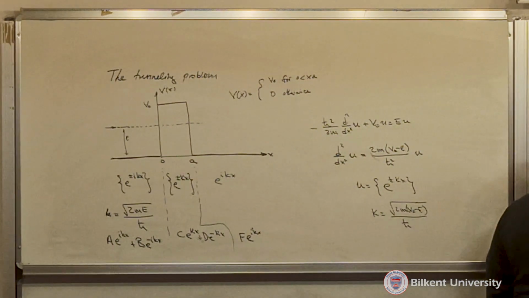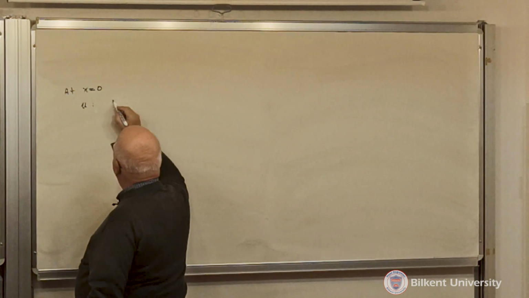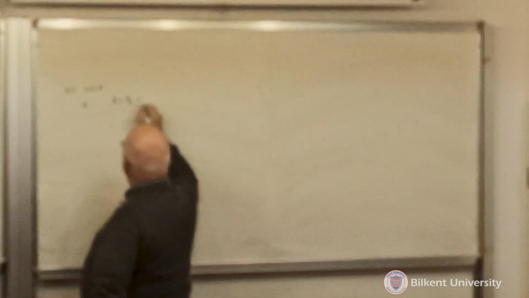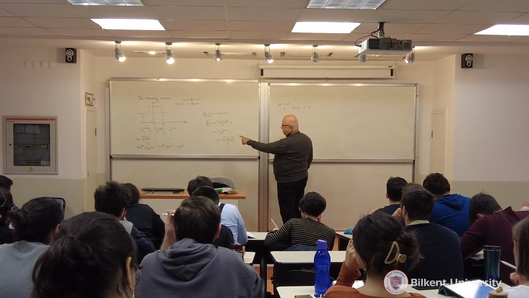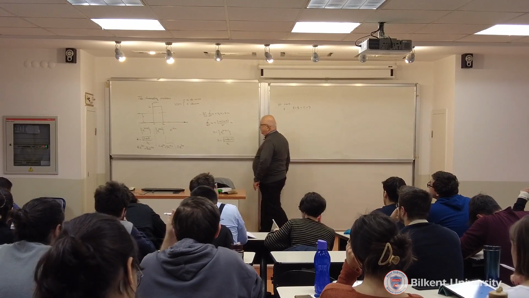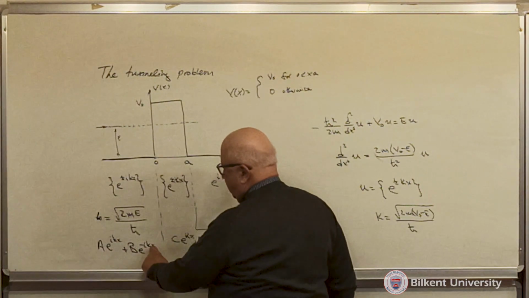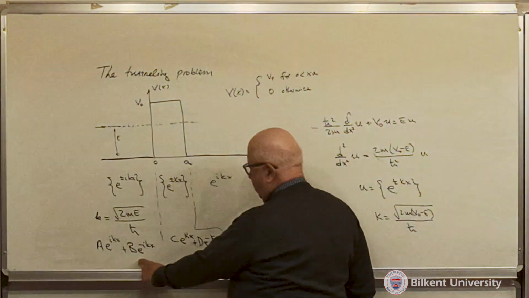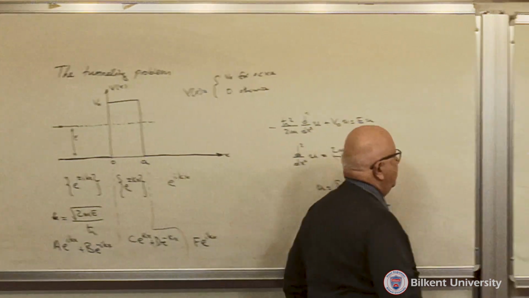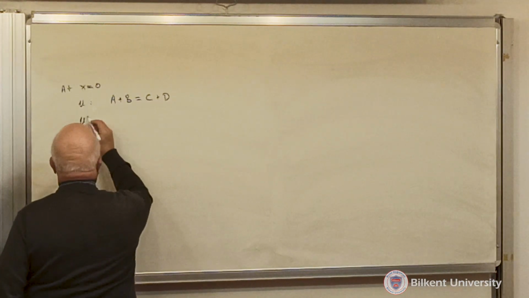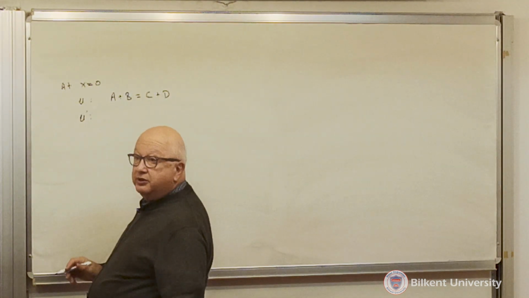So the matching at x equal to 0 tells me, if I put x equal to 0, I'm going to get a plus b is equal to c plus d, right? Let's go on. If I look at the derivatives, when I differentiate with respect to x, on the left-hand side, I bring down plus or minus ik, and over here, I bring down plus or minus capital K. So if I want to match u prime, yes? Questions? Okay.